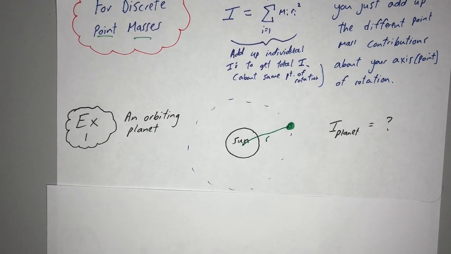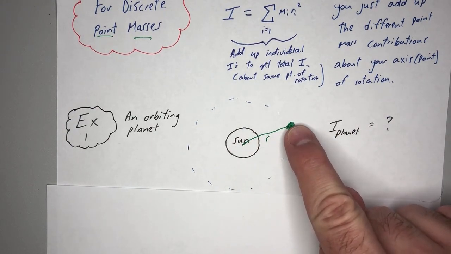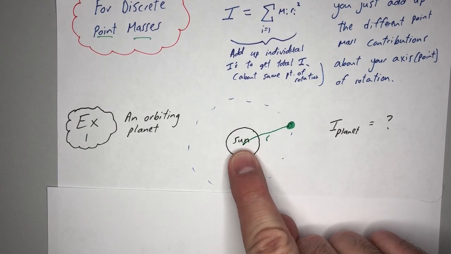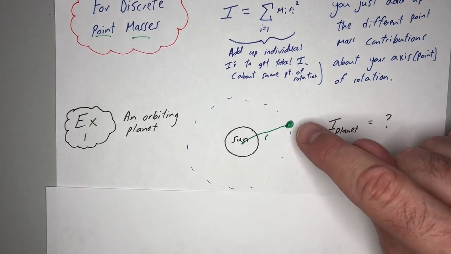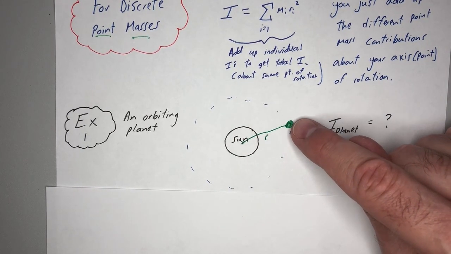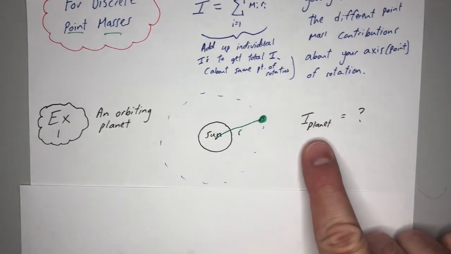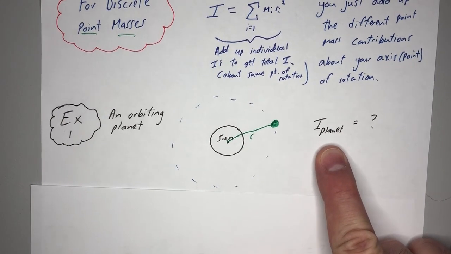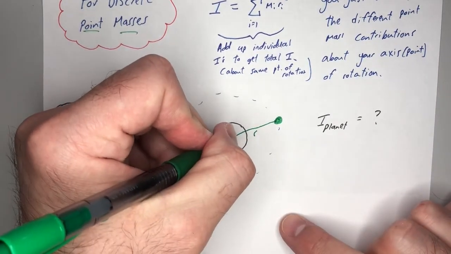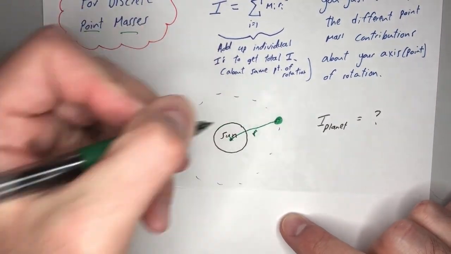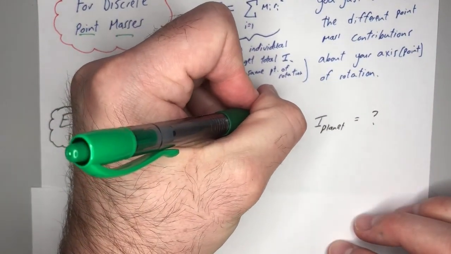Or it could be a little tiny particle. In this case, we're doing large things, but it's some distance r away from the point of rotation, and it's got all of its mass concentrated in a little spherical bundle. Okay, so if you want to find the I of the planet, the moment of inertia of a planet, this is pretty easy. Here's your point of rotation. It's r away, and let's just call the mass of the planet mass planet.